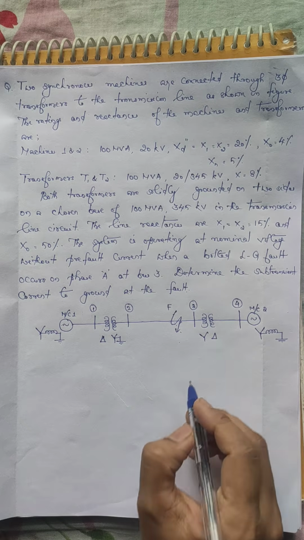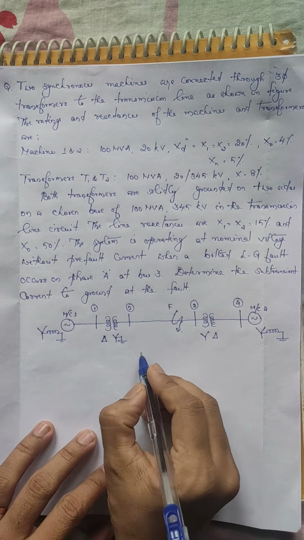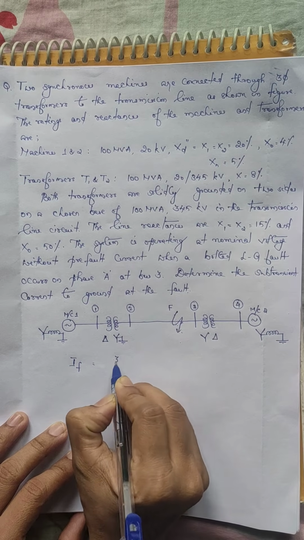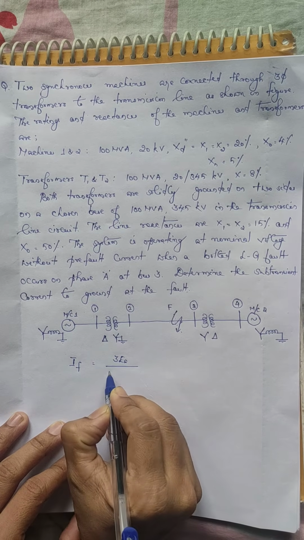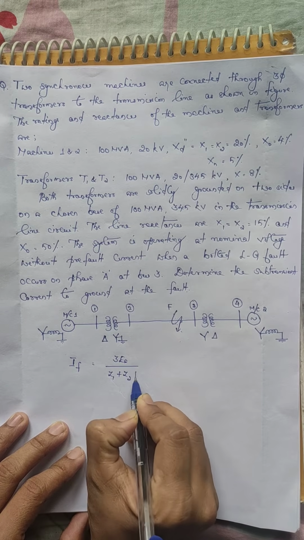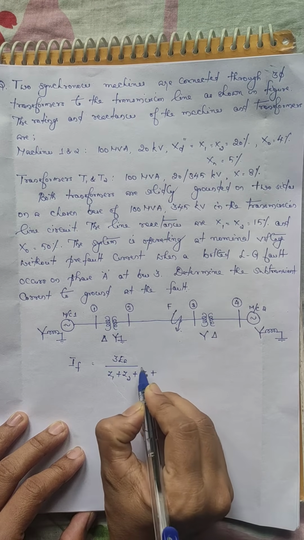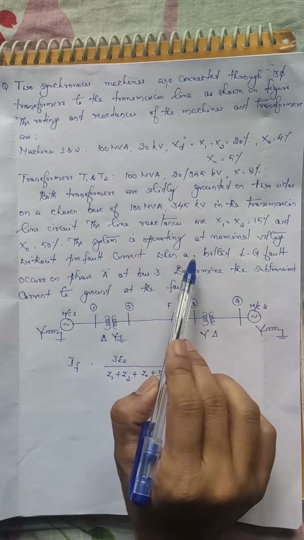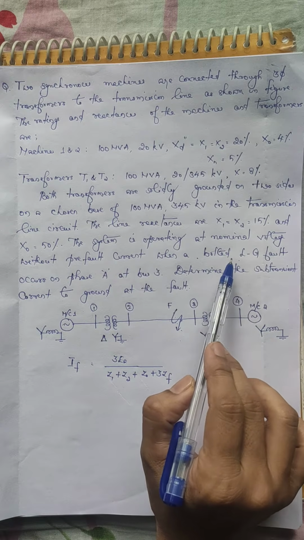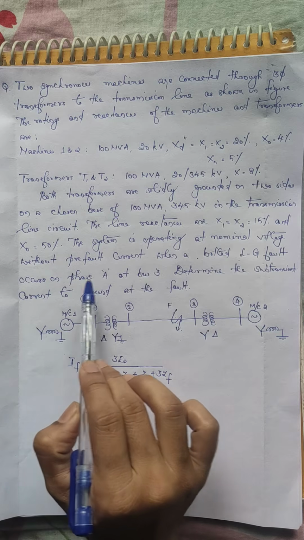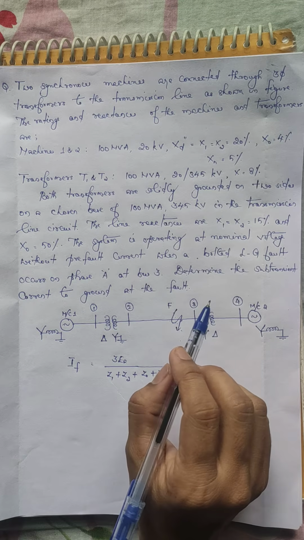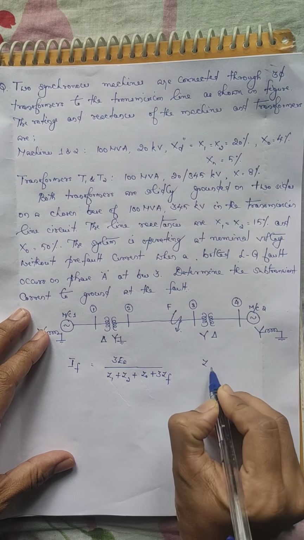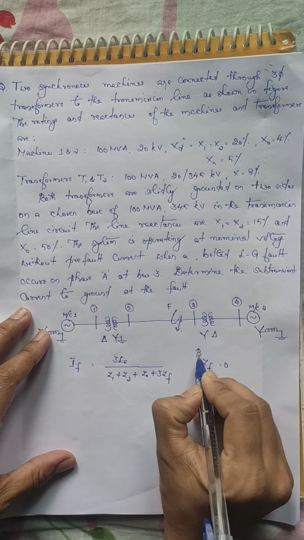This is a single line to ground fault, and we know in this case the fault current IF will be equal to 3 times EA divided by Z1 plus Z2 plus Z0 plus 3ZF. Here it is given that the fault is bolted. A bolted single line to ground fault occurs on phase A. Bolted fault means a direct short circuit on phase A, or fault impedance ZF is 0.